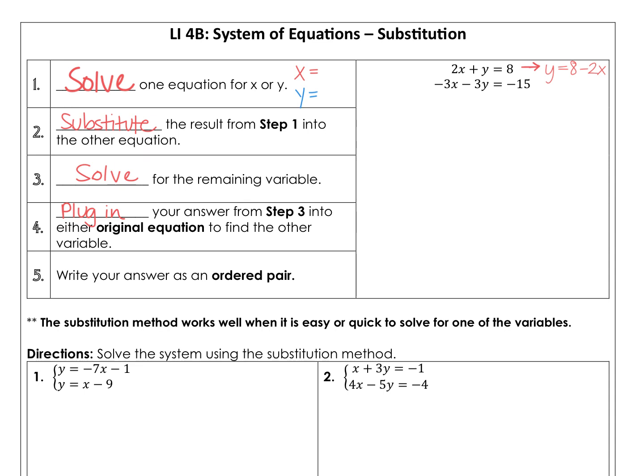They are the same. Where can I put 8 minus 2x now? In which spot in the other equation? In y. Because y is equal to this, it can go here. Okay. And I'll circle it so you can see. I'm putting it in that spot. So keep that equation exactly the same, but replace y with 8 minus 2x, and that's equal to negative 15.